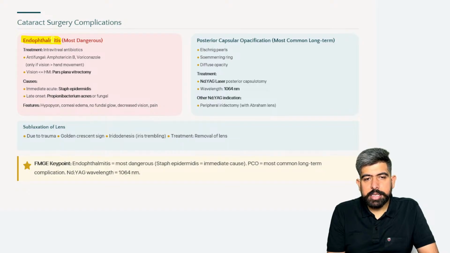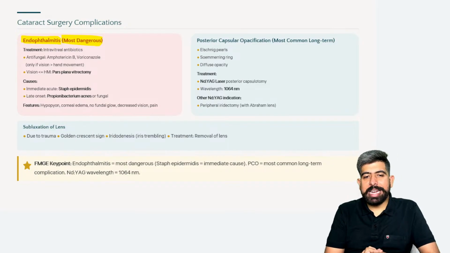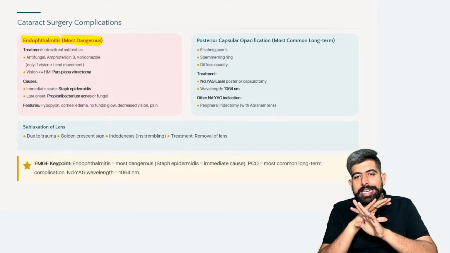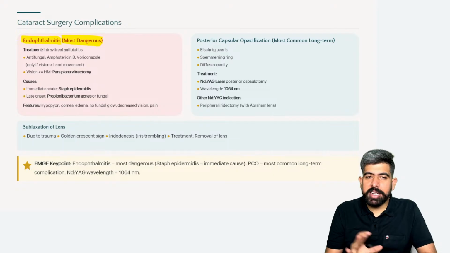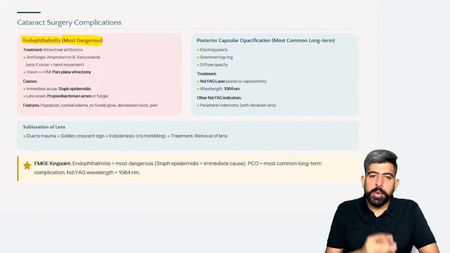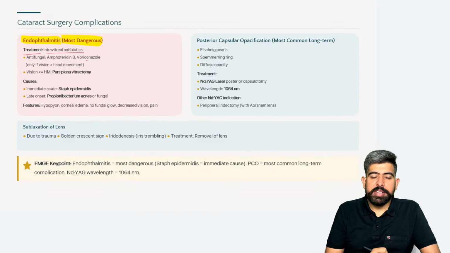Okay, endophthalmitis, which is the most dangerous. If after cataract surgery the patient gets endophthalmitis, the eye is lost and the patient will go blind. The failure rate of the surgery will be higher if the patient has endophthalmitis. The treatment is that intravitreal antibiotics should be given to this patient.